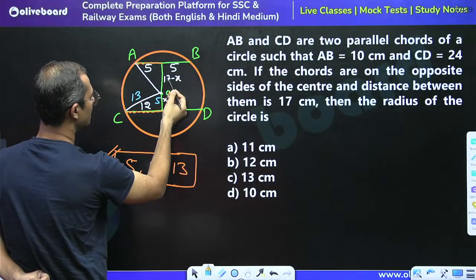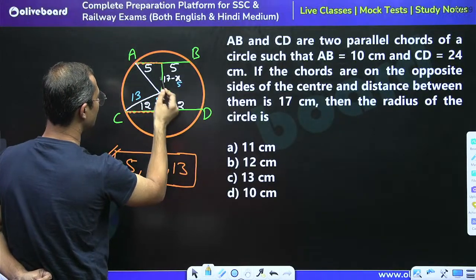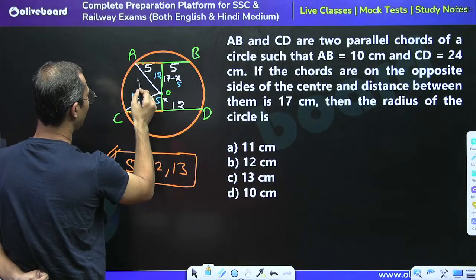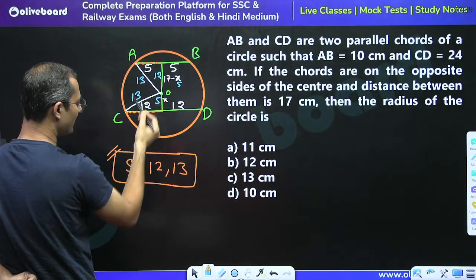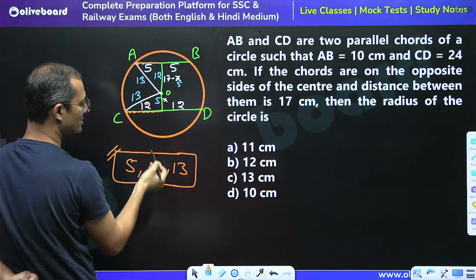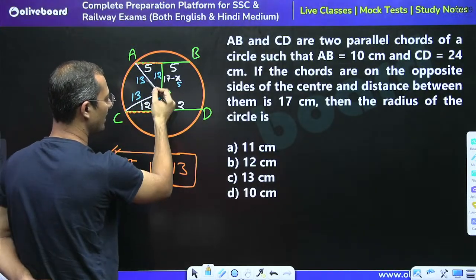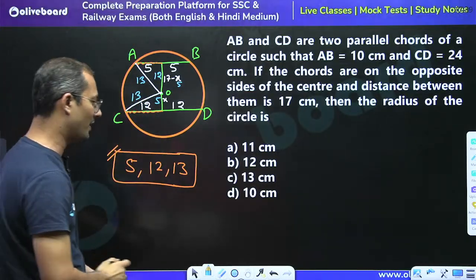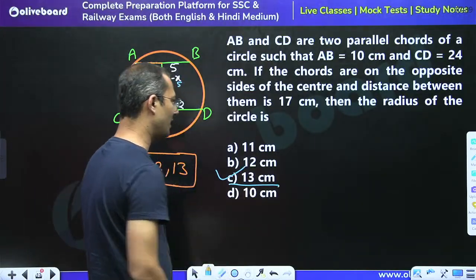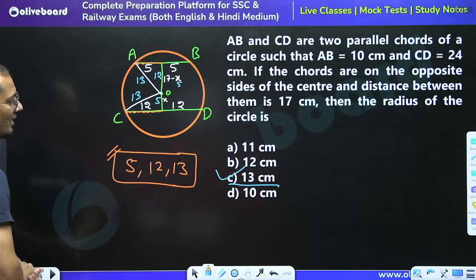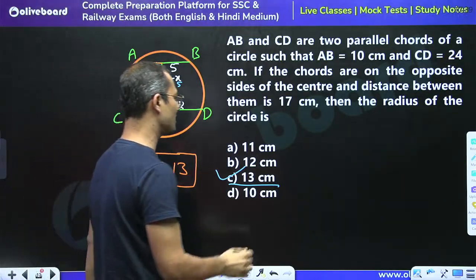So 17 minus 5 becomes 12, right? And now the radius is 13. It means this triplet is going to satisfy the given condition. So we can say that the C part is the right answer. Otherwise, we would have to say that the radius is the same.